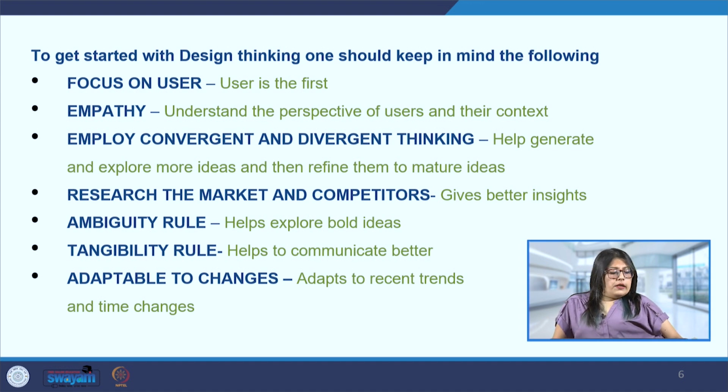Then we have the ambiguity rule. So now ambiguity, as the name suggests, is uncertainty or something which is not very clear.